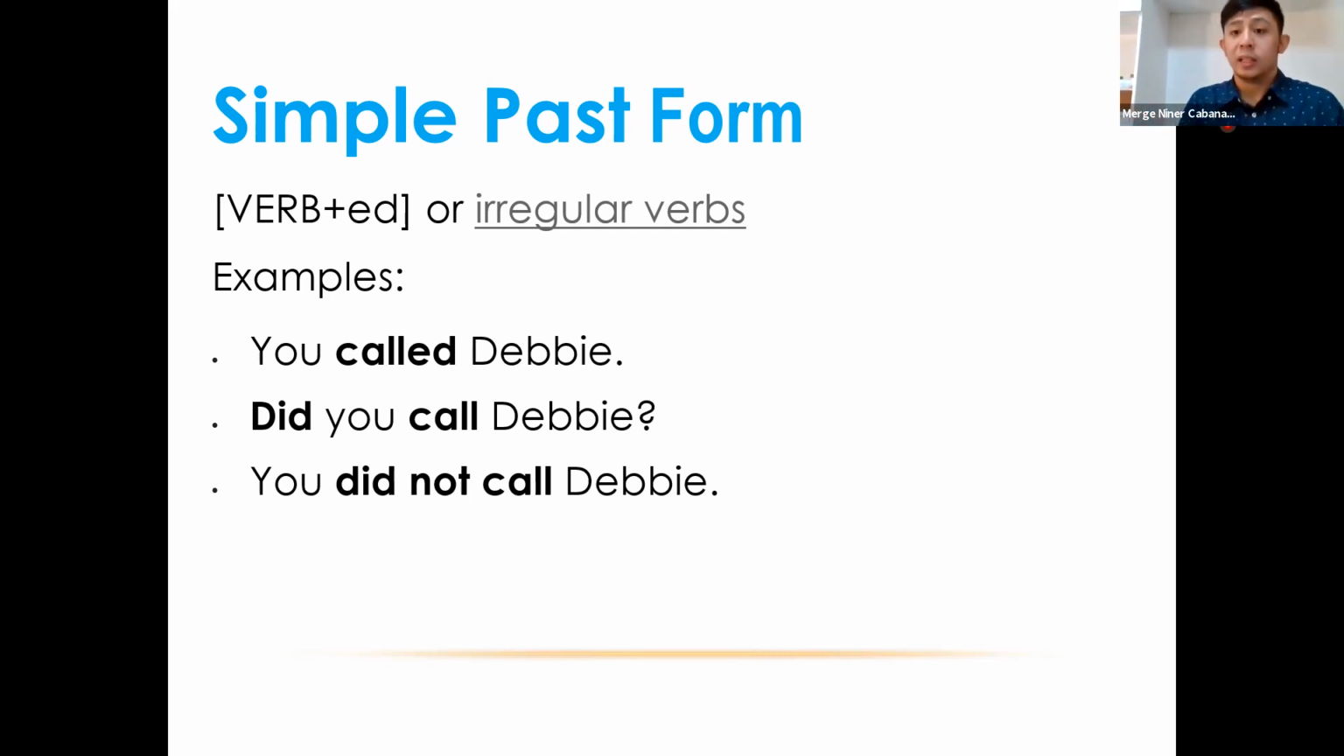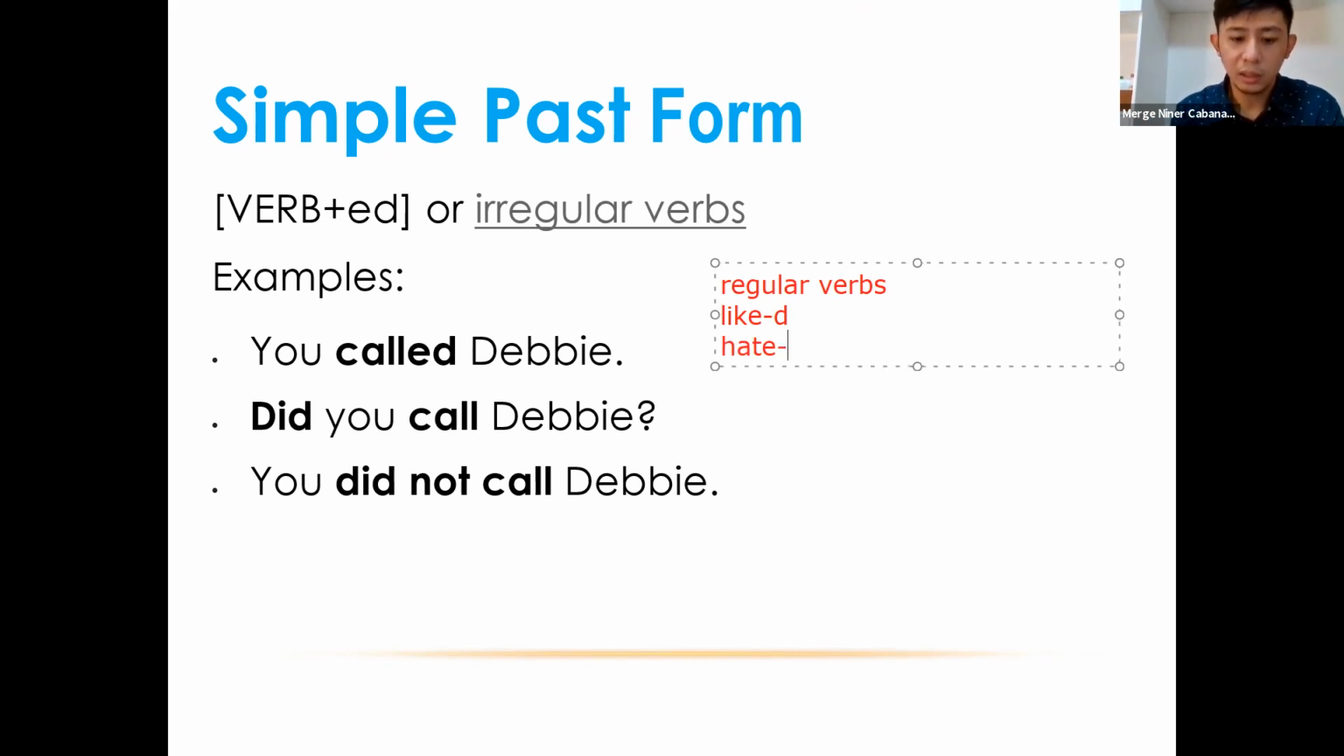So, simple past form. Okay, verb plus ed for your regular verb. So you have your regular verb. You just have to add d or ed, like liked, hate, hated, want, sometimes ed, wanted.